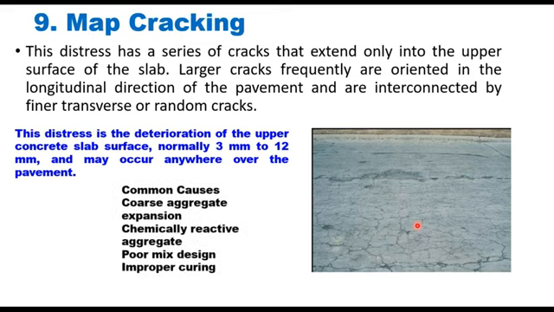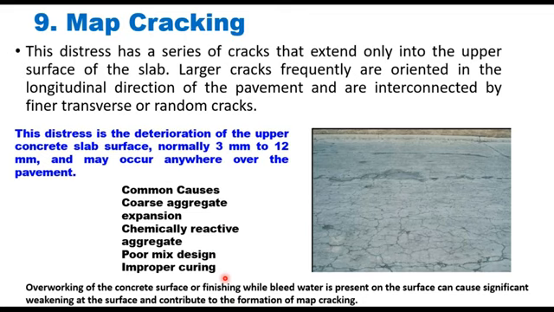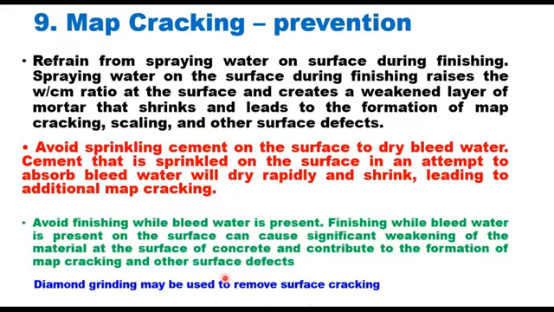Common causes of map cracking are coarse aggregate, expansion of the slab, chemically reactive aggregate, poor mix design, and improper curing. But overworking of the concrete surface or finishing while bleed water is present on the surface can cause significant weakening of the surface layer, and that can also contribute to the formation of map cracking. Map cracking can be prevented by several measures.